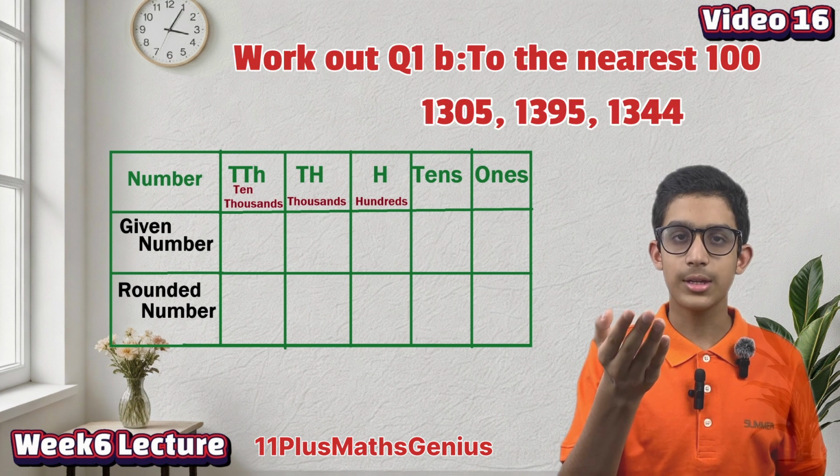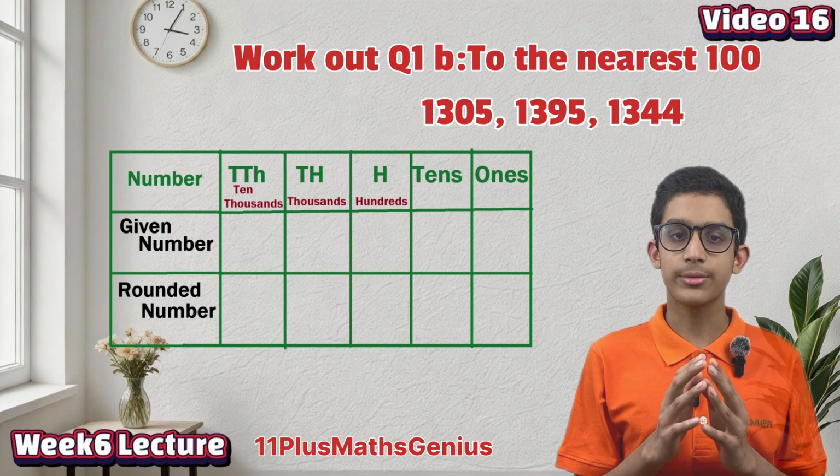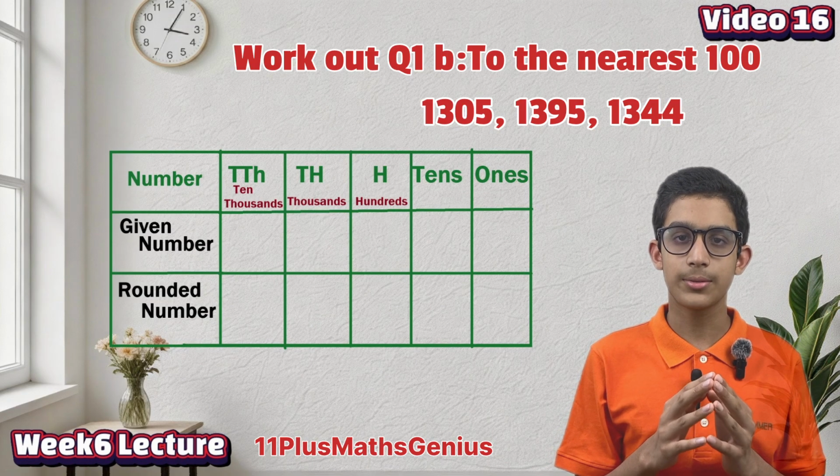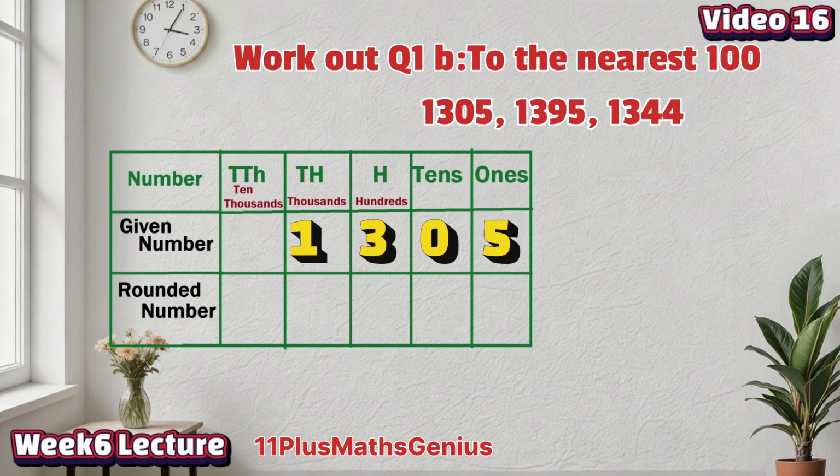B, to the nearest 100: 1305, 1395, and 1344. The hundreds value is 3, its immediate right value is 0, which is less than 5. So we keep 3 and turn all the digits next to 3 into 0. Please try the rest.